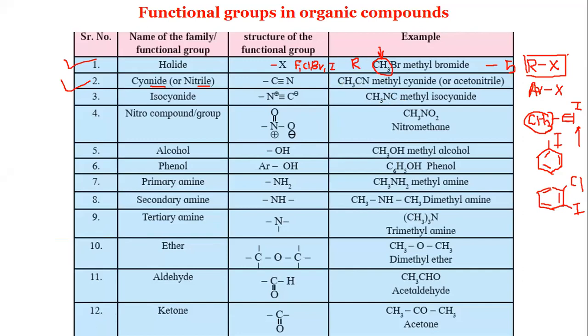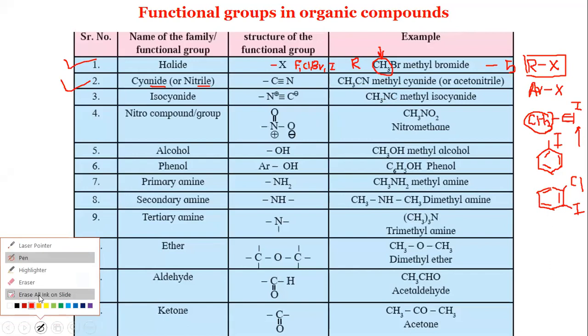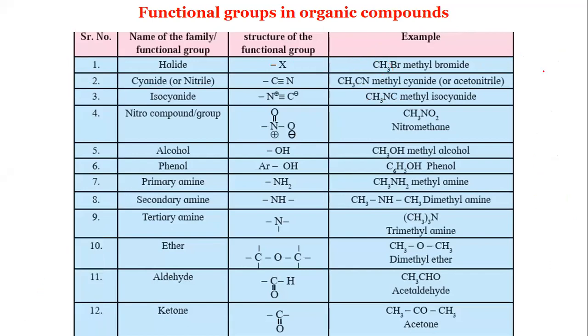CH3CN. Then we can write C2H5CN. See here CH3CN. The second example we can write C2H5. What is this C2H5? It is the ethyl group. And the CN will remain the same because this is the functional group. We are changing only the R group. After C2H5 we can write C3. What is the formula of propyl group? C3H7 or 8? 7. Yes, very good. It will be C3H7CN.